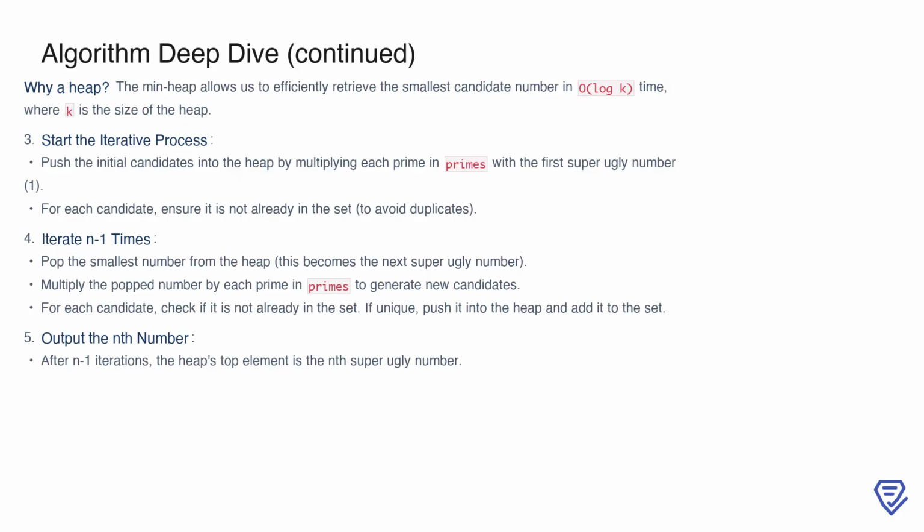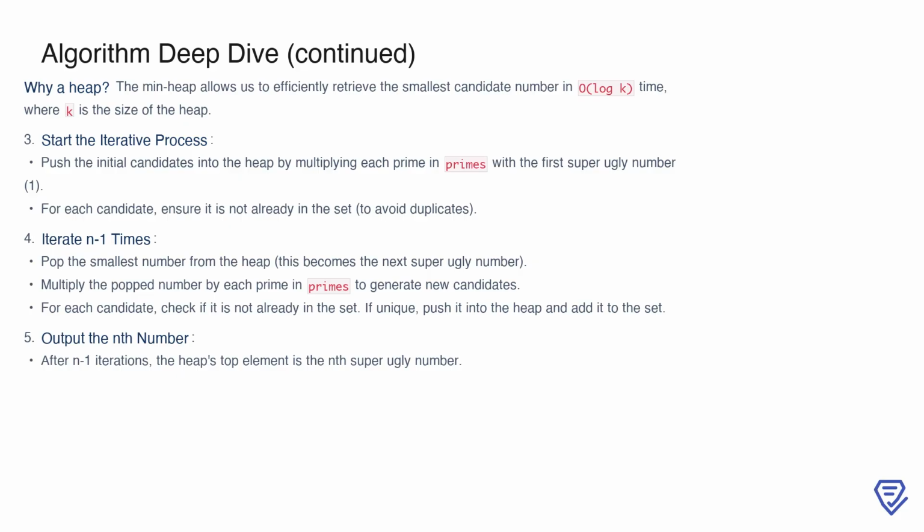After initializing the heap and set, we begin the iterative process. The first step is to push initial candidates into the heap. These candidates are generated by multiplying each prime in the list with the first super ugly number, which is 1. At this stage, we also ensure no duplicates are added by checking the set. Once the initial candidates are prepared, we iterate n-1 times.